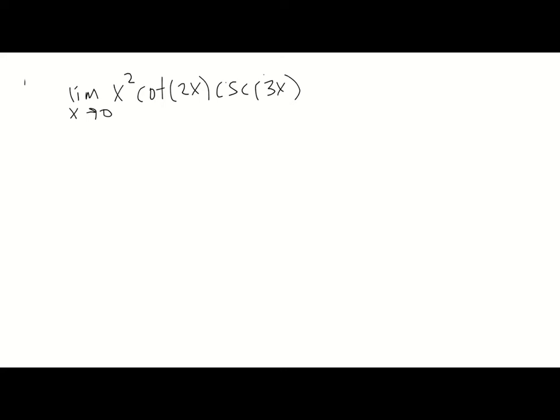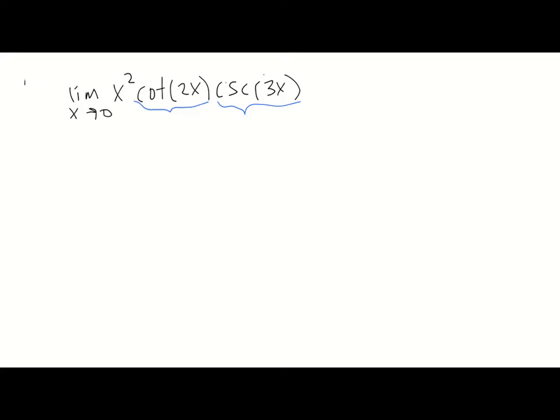So we're looking at the limit as x goes to 0 of x squared cotangent 2x times cosecant of 3x. And what I would do first is I would change these functions, cotangent and cosecant, into ones that we're more familiar with, like sine and cosine.